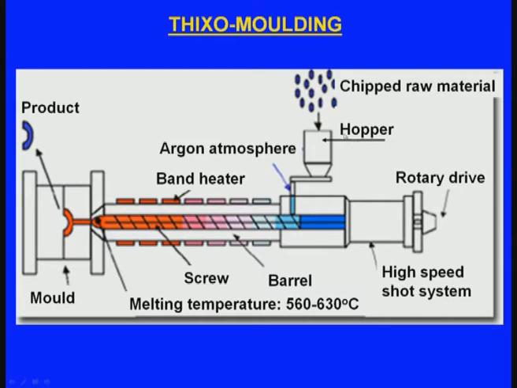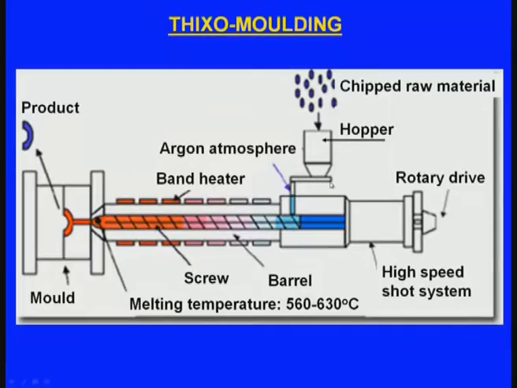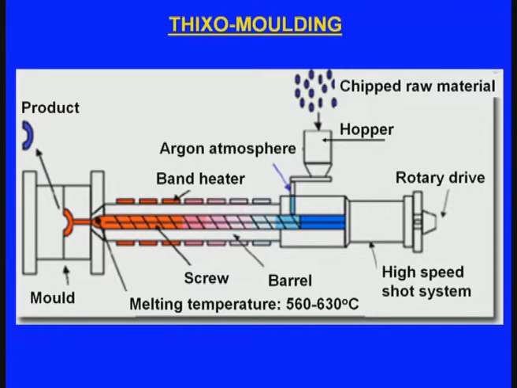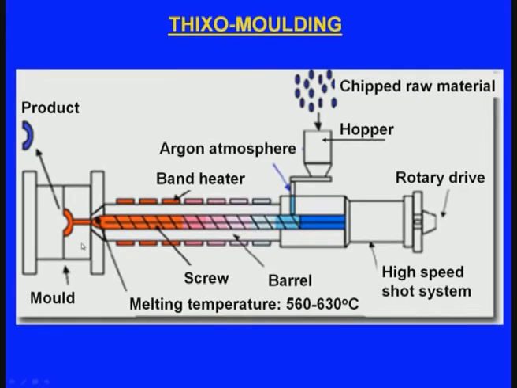And here there is a feeding hopper to feed the magnesium alloy chips. Here we feed the magnesium alloy chips. Now, you see here there is an argon atmosphere, so that there would not be any oxidation of the magnesium alloy. There is a heating system for this barrel, which will be heated up. Now, here we can see these are the two dies, this is one die and this is the other die.